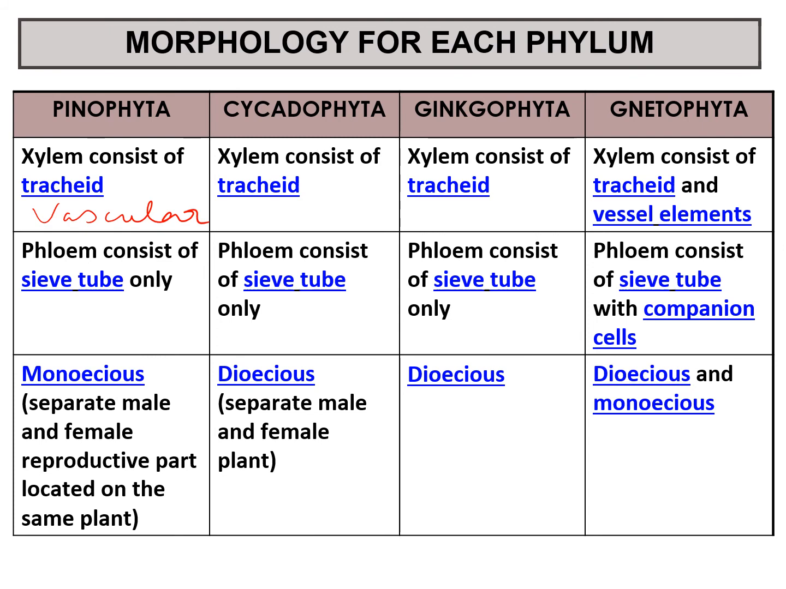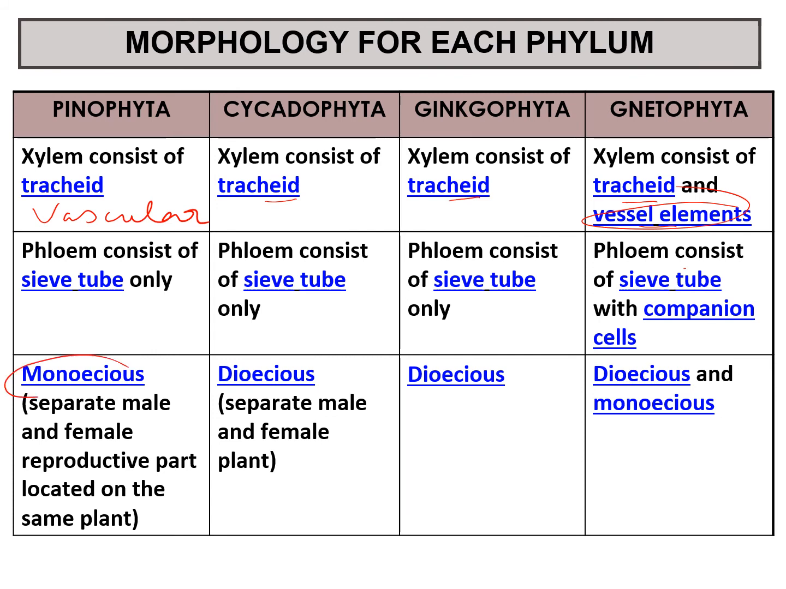So, Pinophyta, xylem consists of tracheids. Cycadophyta, xylem consists of tracheids. Ginkgophyta, xylem consists of tracheids. And Gnetophyta, dia dah advance daripada yang ketiga-tiga because it consists of tracheids and vessel element. Okay, dia dah ada advancement here. Same with phloem. Only Gnetophyta have sieve tube and companion cell in the phloem.